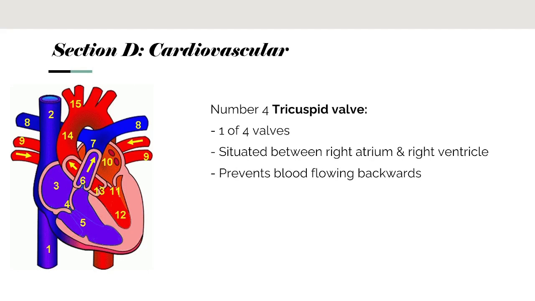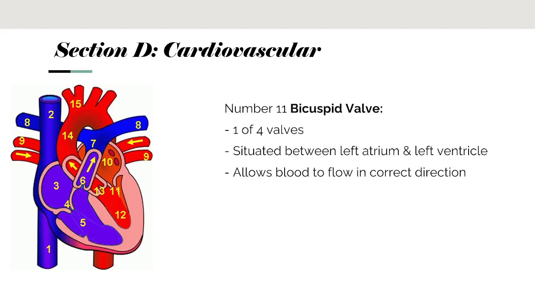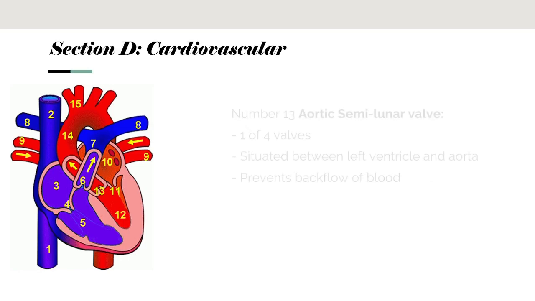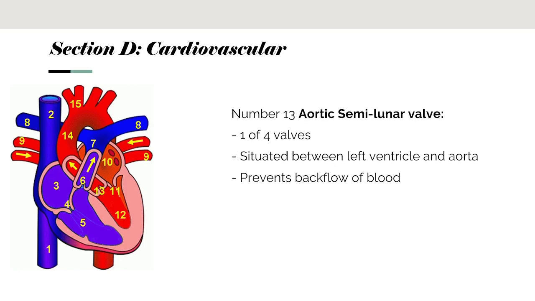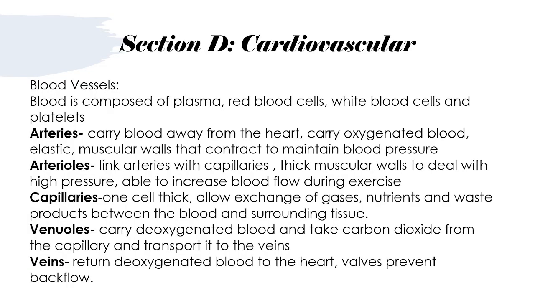Tricuspid valve, it's one of the four valves, and it's situated between the right atrium and right ventricle, and it prevents the backflow of blood. Bicuspid valve, similar thing, but it's on the left side, between the left atrium and the left ventricle. Aortic semilunar valve, again very similar. It's situated between the left ventricle and aorta, and this prevents backflow. And the pulmonary semilunar valve is situated between the right ventricle and the pulmonary artery, again preventing backflow.